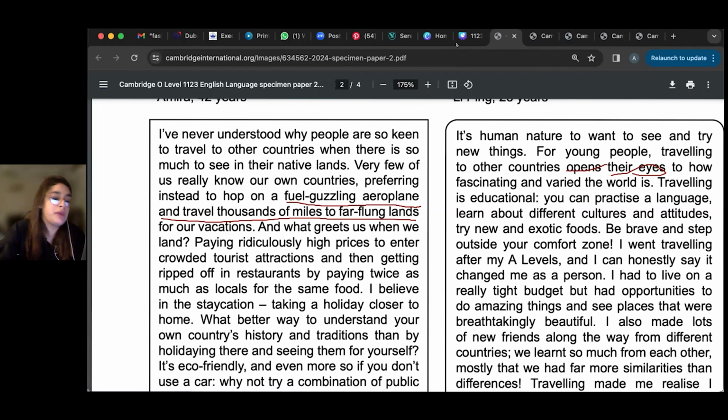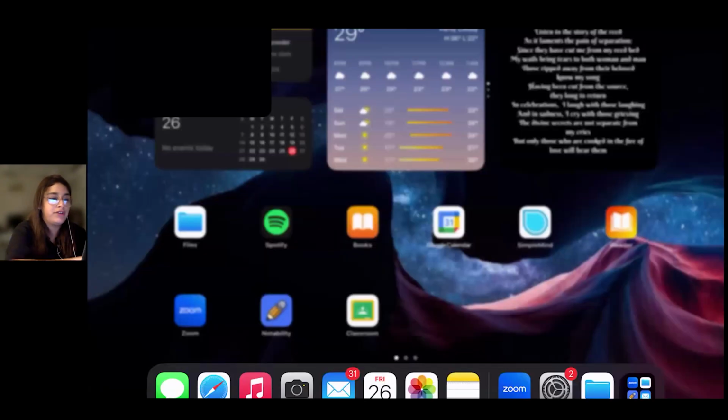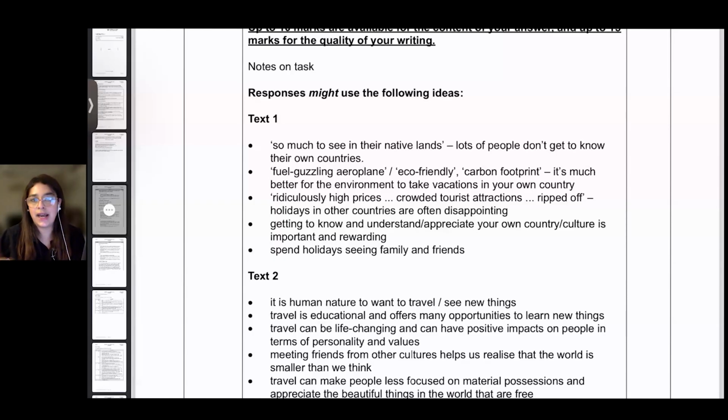I am actually going to show you the marking scheme as well, where all the points that I've just mentioned have already been highlighted. And you will see that the text has ample arguments for both sides of the story. So they are talking about the idea of how international travel is something that is negative as well as positive.